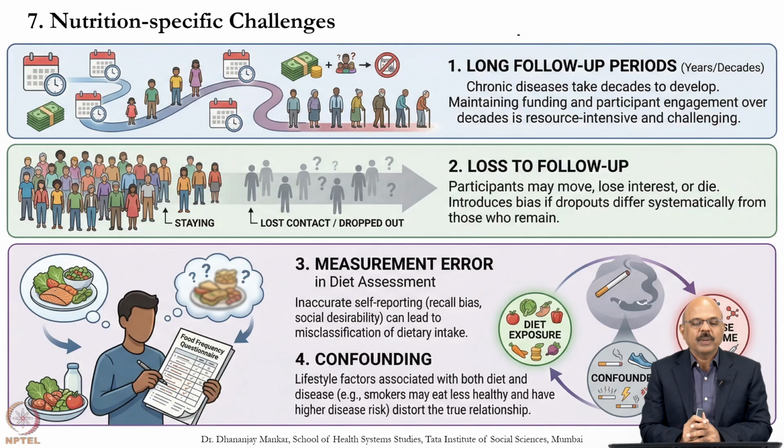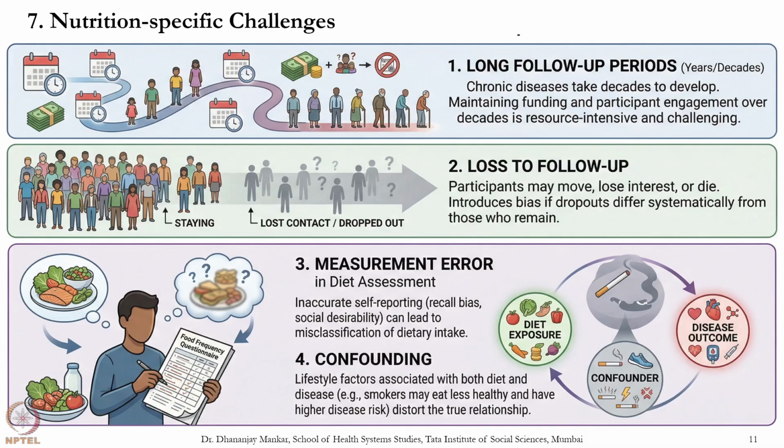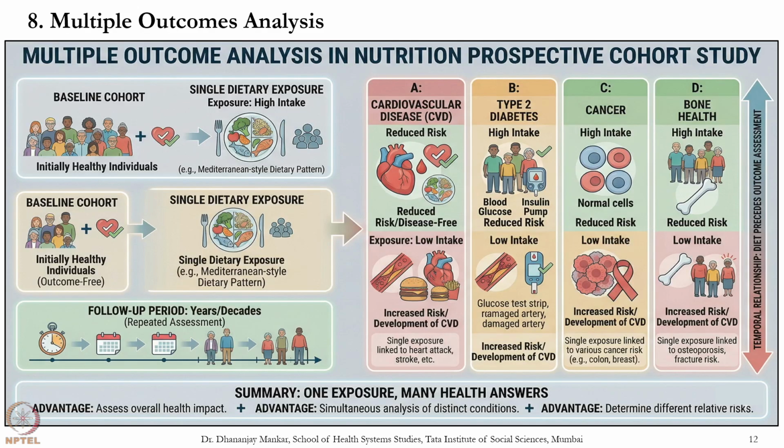Measurement errors may come in the diet assessment, like inaccurate self-reporting and recall bias, where social desirability can lead to misclassification of dietary intake, as discussed earlier, where diet exposure and diet-disease outcome are correlated. Confounding, like lifestyle factors associated with both diet and disease, for example smokers may eat less healthy and have higher disease risks, distorts the relationship. Sometimes the food frequency questionnaire is very prominently seen as a source of measurement error.